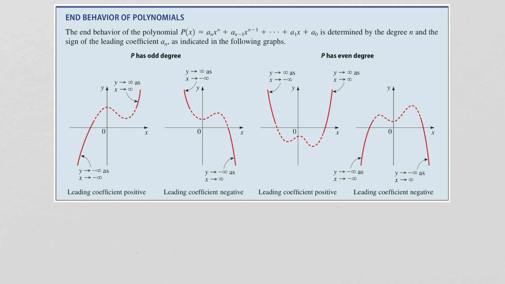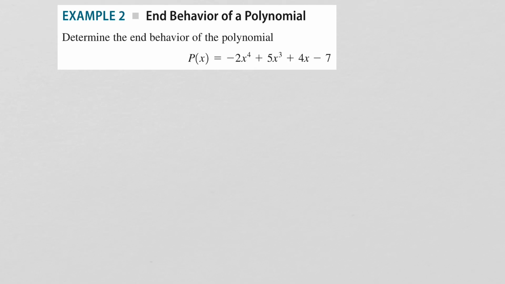Finally, the other thing to note is that what determines whether it goes up on both sides or down on both sides, or the difference between these two graphs over here, is the leading coefficient of the polynomial. If the leading coefficient is positive, we have this behavior for odd degree, and for even degree, we have this behavior. And if the leading coefficient is negative, for odd degree, we have this behavior, and for even degree, we have this behavior. Let's take a look at an example.